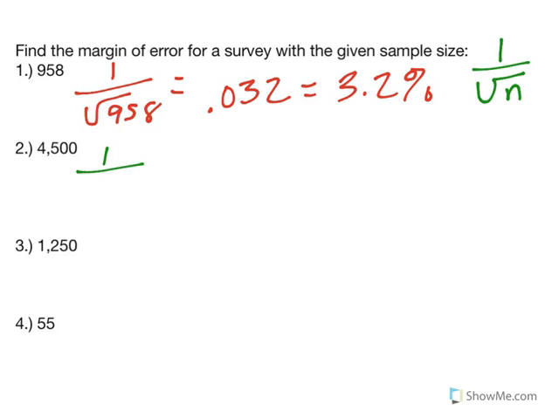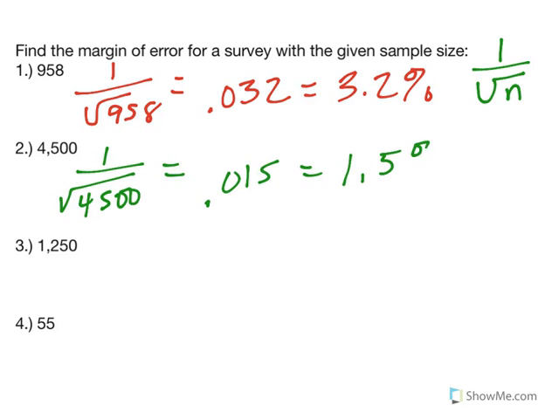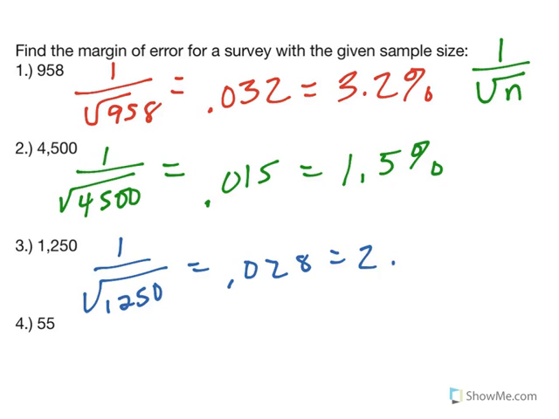In number 2, we take 1 over the square root of 4,500, and you get 0.015, which is 1.5%. Notice from 1 to 2, our sample size got bigger, our margin of error went down. So the bigger the sample, the smaller the margin of error. In number 3, our sample size is smaller than the sample in number 2, and therefore our margin of error should be bigger. And we would end up with 0.028, which is 2.8%. And that should make sense.